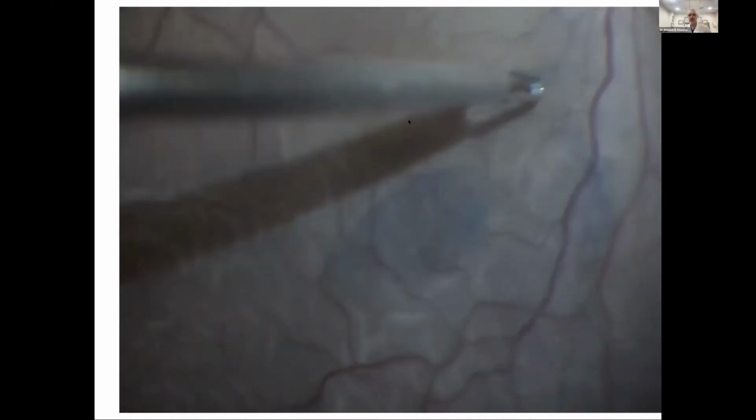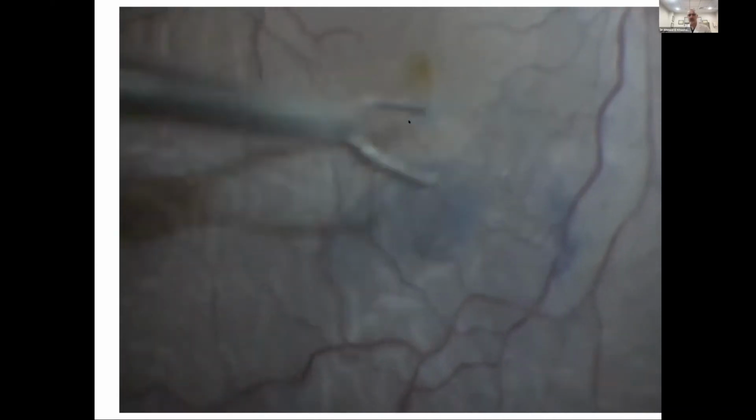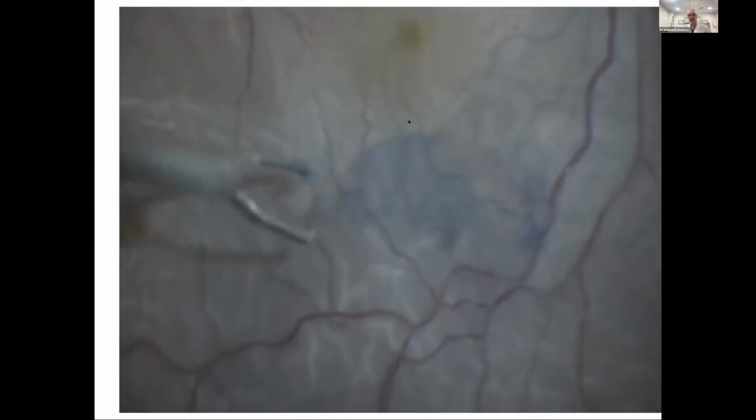In such cases, usually it comes with the ILM all in one part, but sometimes I will double stain again to make sure that the ILM was peeled properly. Sorry for the high magnification. There was some issue with the camera, but that's the peel of the epiretinal membrane. And I think it is with the ILM as well.